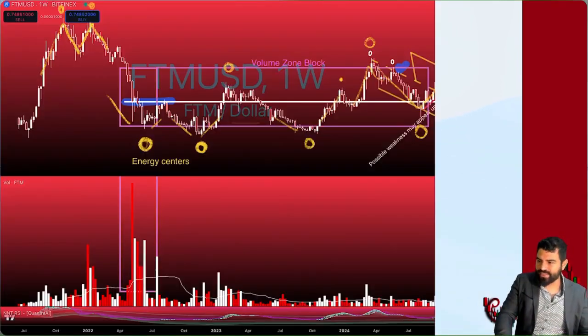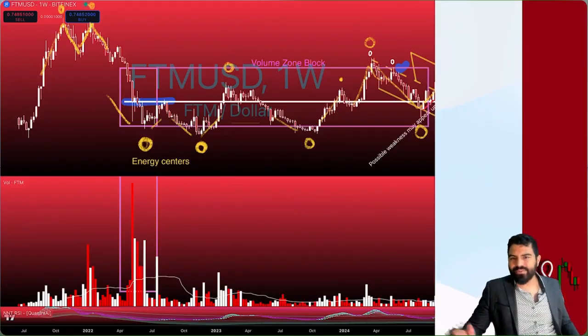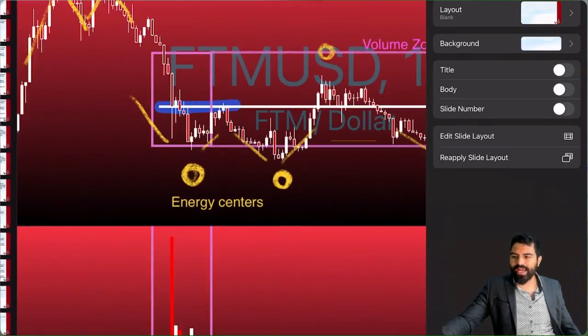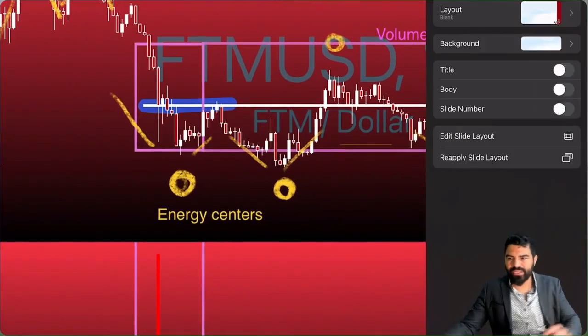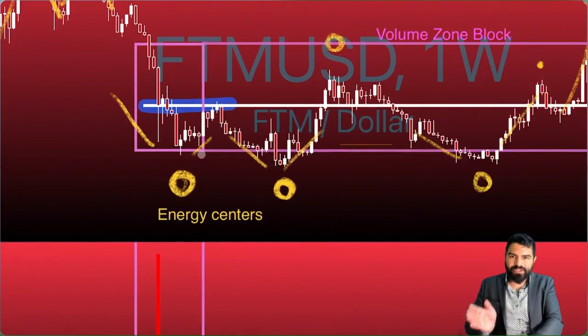Here's how they look. Here's an example we did this week from FTM. On FTM, we had our energy centers. This is going to be a smaller energy center here, denoted in yellow. Here's the center of this energy. We put it in yellow. Here's the center of this energy up here. Here's the center of this energy here.